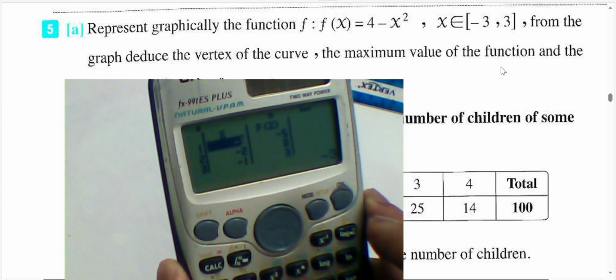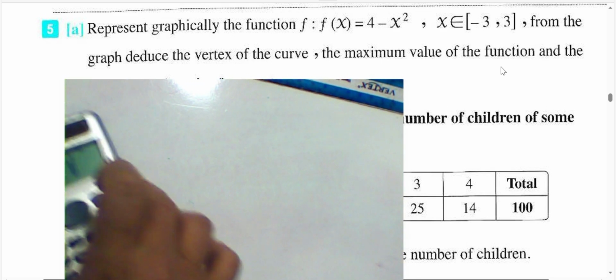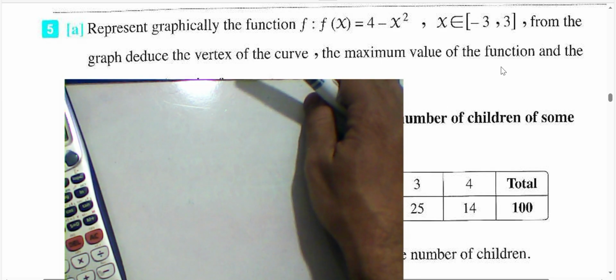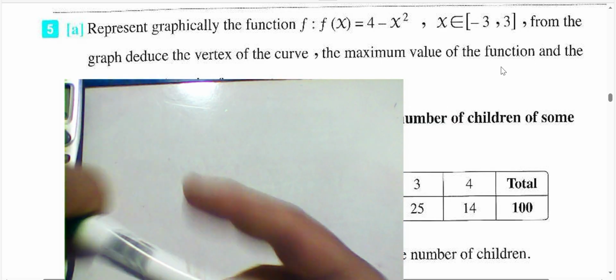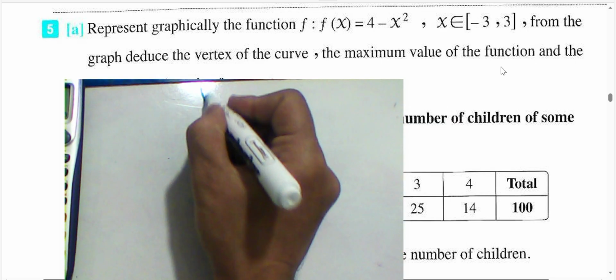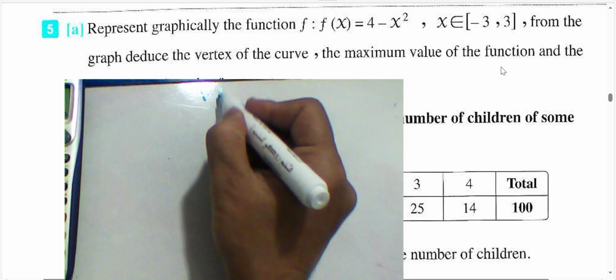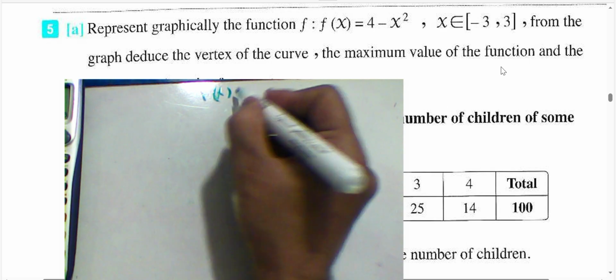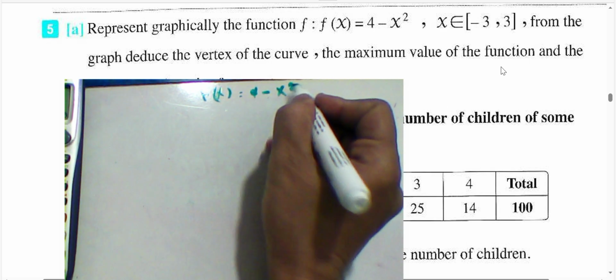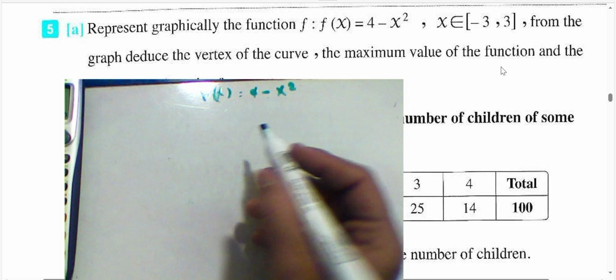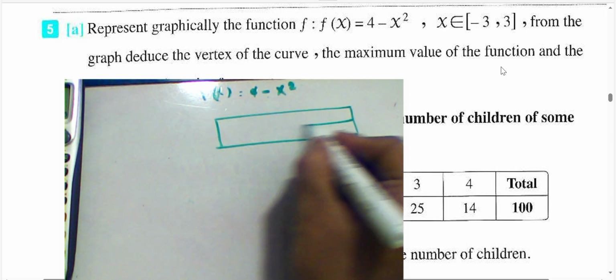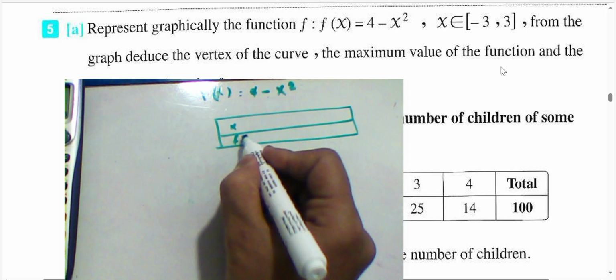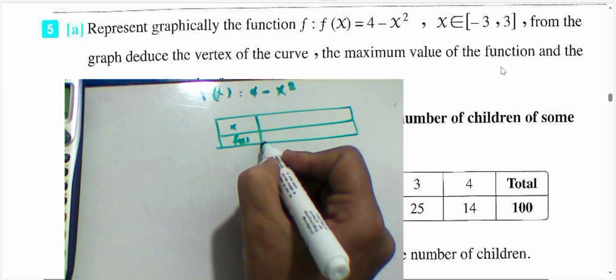It gives me the table here with the solution. Okay, you can use a calculator or your mind as you like, but the calculator is easy. In one step you can find the answer about this function. We have f of x equals 4 minus x squared. We can draw the table like this. We have x and f of x.